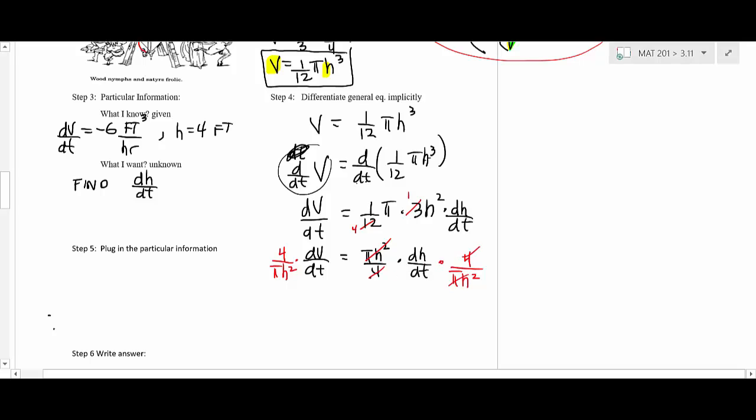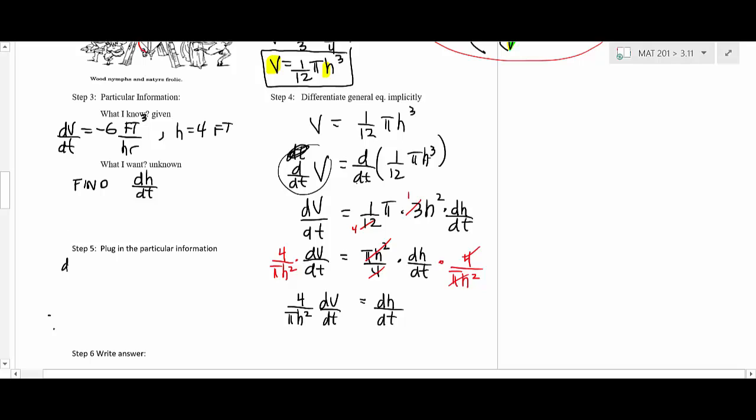Everything will cancel. Now we've got what we're looking for, a formula for the rate of the depth of the wine with respect to time. So that's going to be dH over dt equals 4 over pi h squared times dV over dt. Okay, like that. All right, so we're ready to plug in what we know. Is everybody okay with the derivative? Does that look okay to everybody? Okay. Now we plug stuff in, and then we're going to get the official answer to the problem.